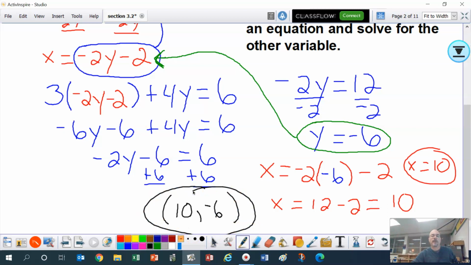Now, if I wanted to check that, I could easily check it by using the calculator. Let me show you.